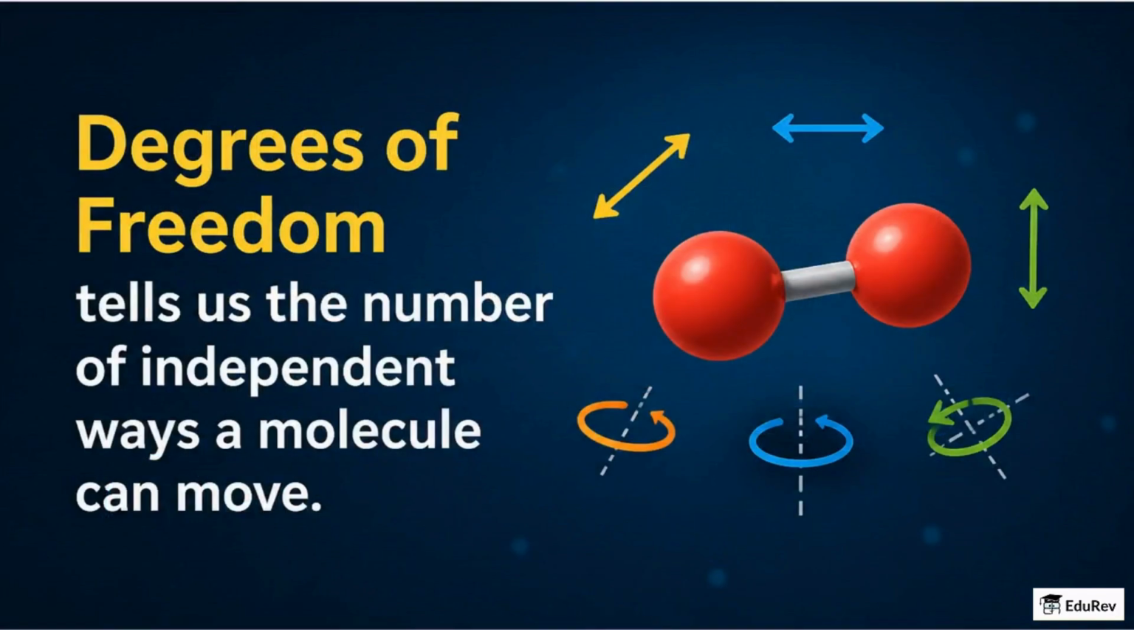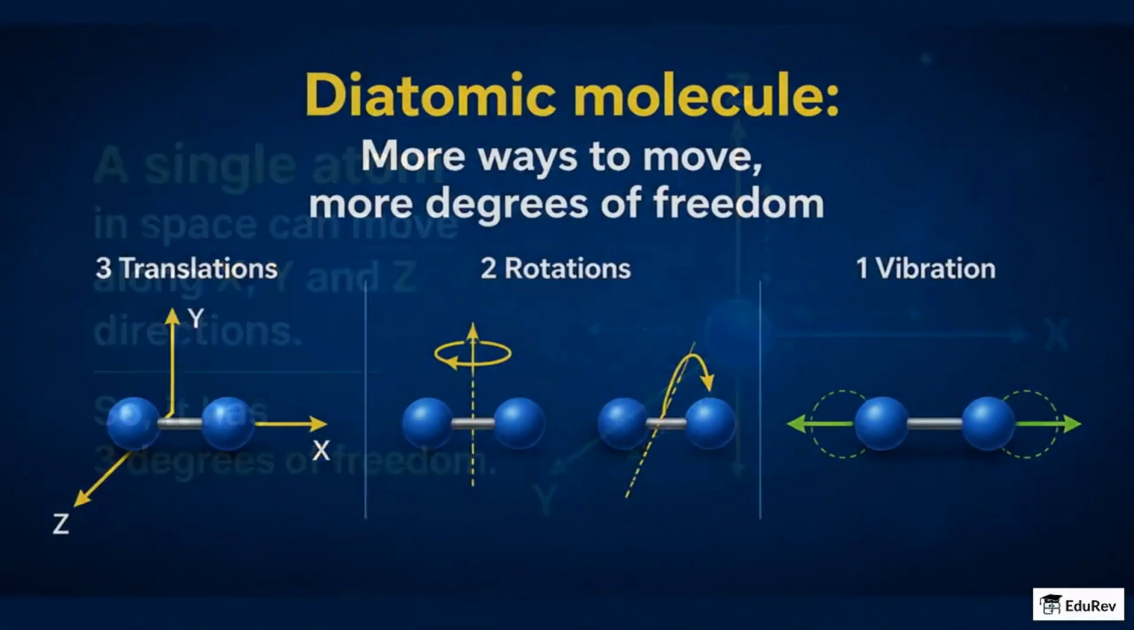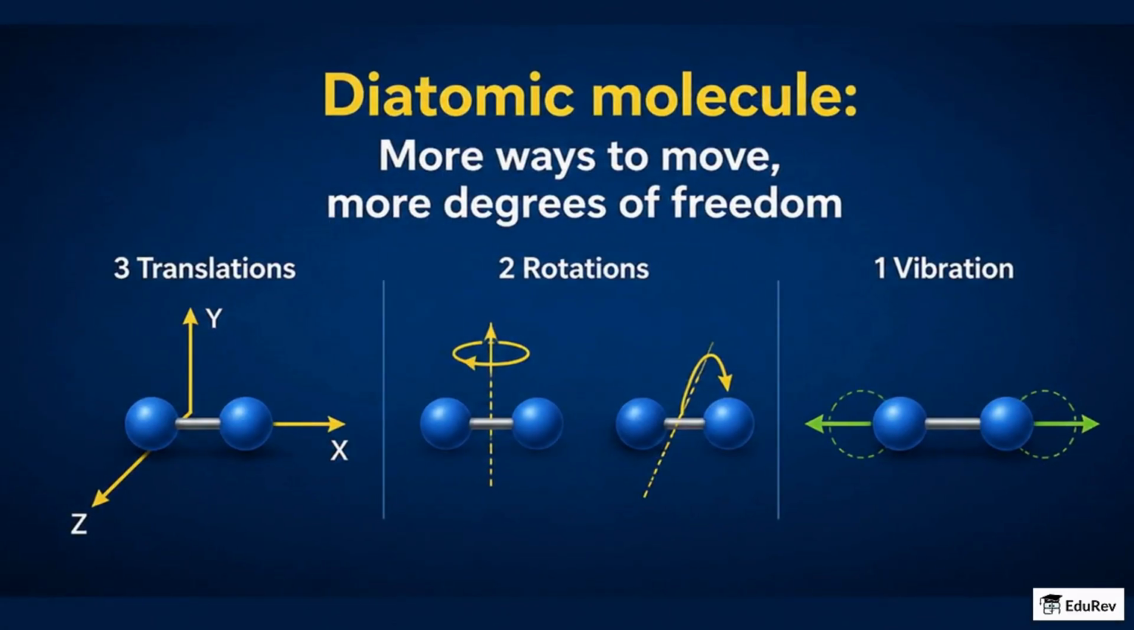First, degrees of freedom tell us the number of independent ways a molecule can move. A single atom in space can move along x, y, and z directions, so it has 3 degrees of freedom. For a diatomic molecule, besides those 3 translations, it can rotate in 2 more ways, and it can vibrate along the bond, so it gains more degrees of freedom.